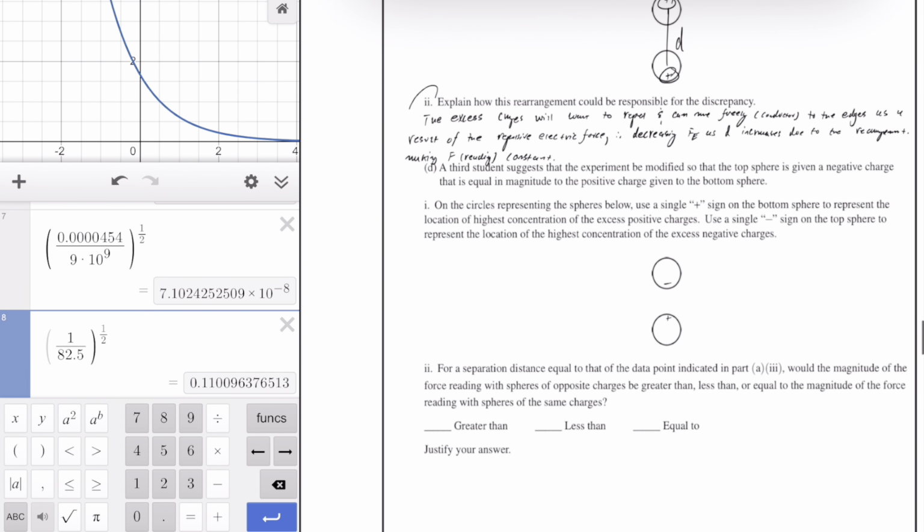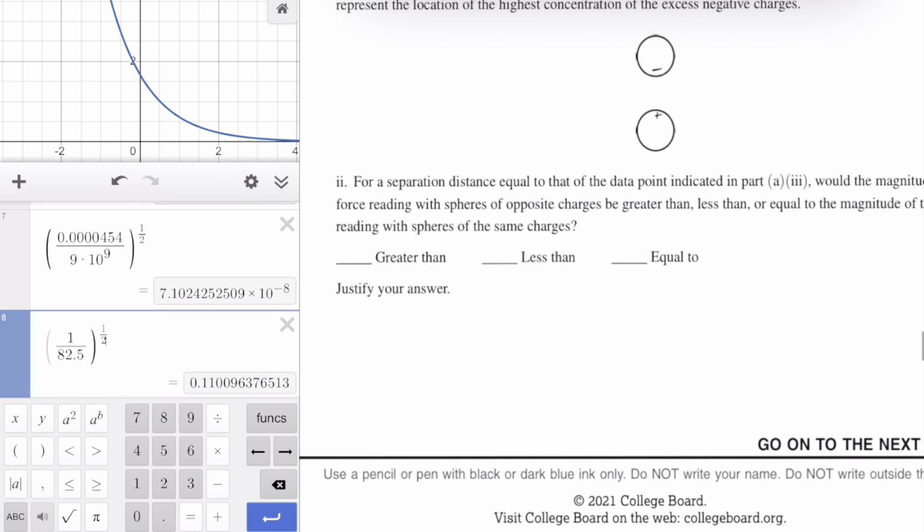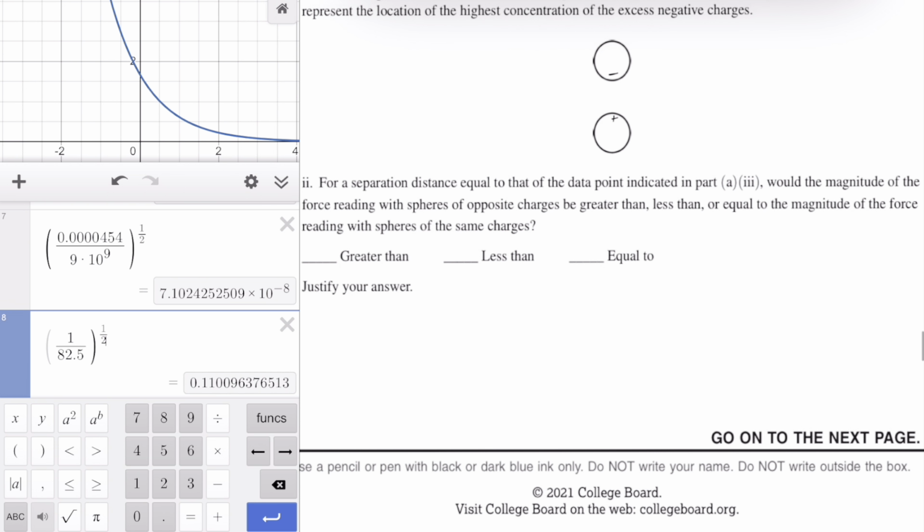Please tell me if you'd like me to explain this part. I would love to because I really just explained it badly. But yeah, if it made sense, I hope it made sense.